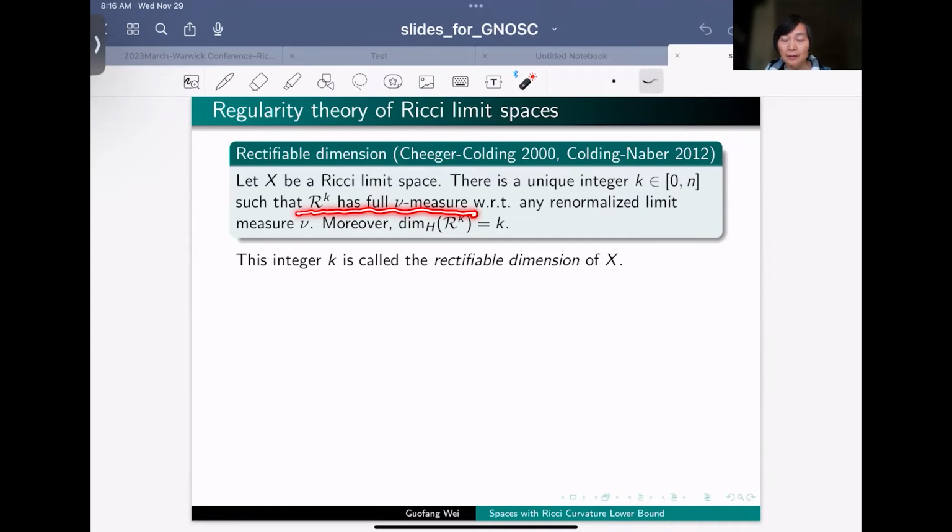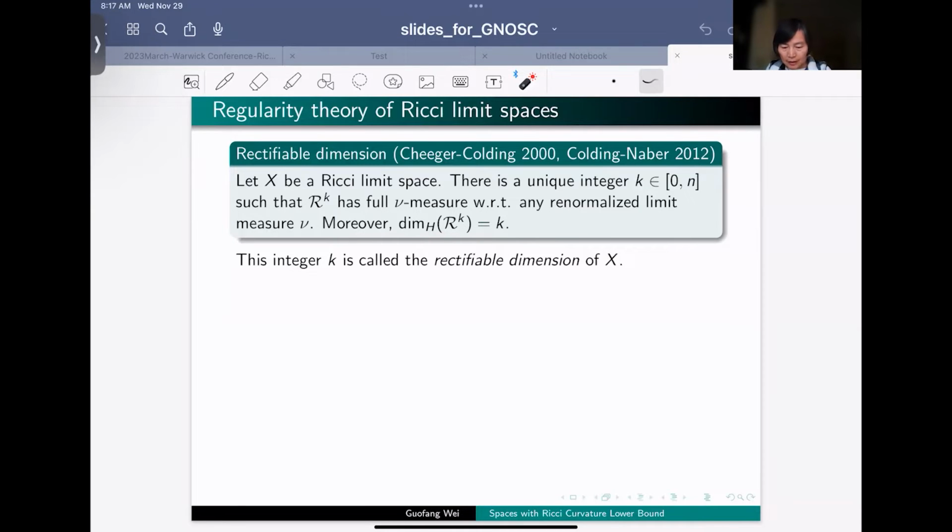So with respect to this renormalized limit measure, the space is quite nice infinitesimally, meaning it is nice everywhere. And from this, the Hausdorff dimension of the regular set R_k is equal to k. So now we can associate a dimension to a Ricci limit space. It's usually called the rectified dimension because k is an integer and it's unique. This is for general Ricci limit spaces.